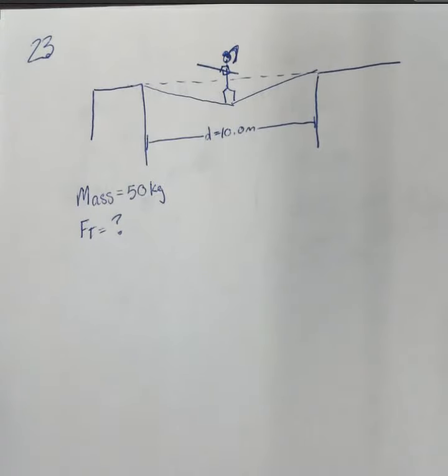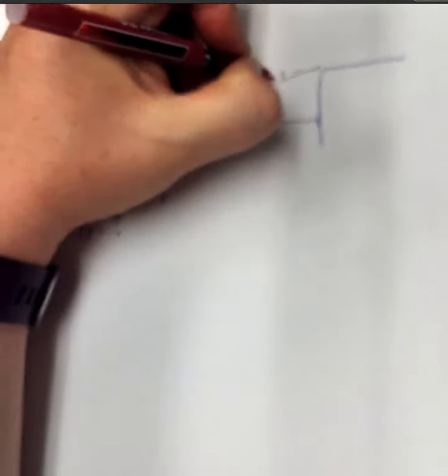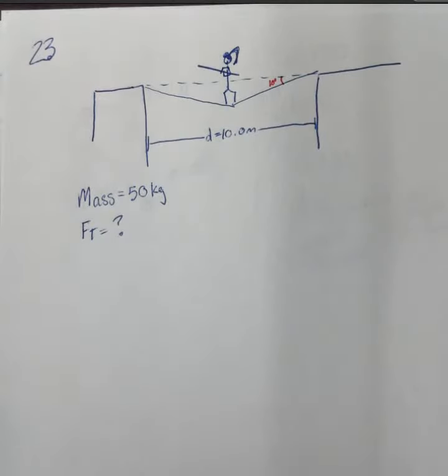So, problem number 23, it says, Arlene is to walk across a high wire strung horizontally between 2 buildings 10 meters apart. The sag in the rope when she is at the midpoint is 10 degrees, as shown. So here we're going to say that the sag in the rope right there is 10 degrees. If her mass is 50 kilograms, what is the tension in the rope at this point?